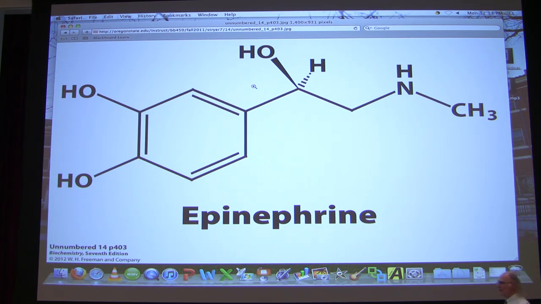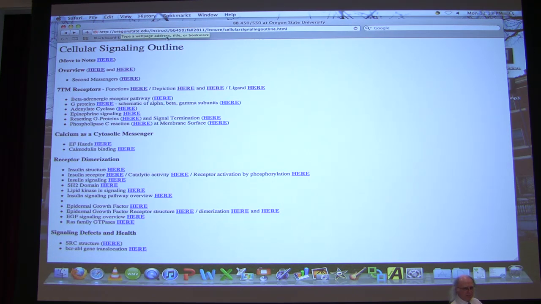But a big dump of epinephrine can have an enormous effect on our bodies, as we shall see a little bit today, but much more in the next couple of weeks. So epinephrine is a first messenger. It's a hormone produced by the adrenal glands. It is essential for the flight or fright response, basically.